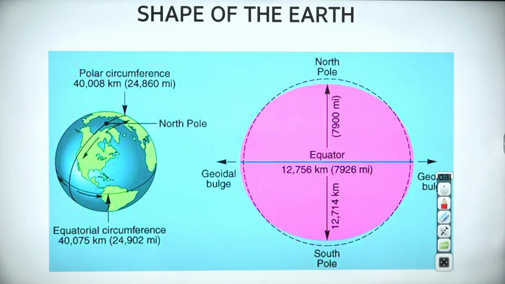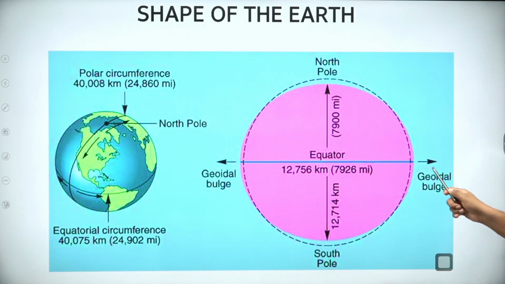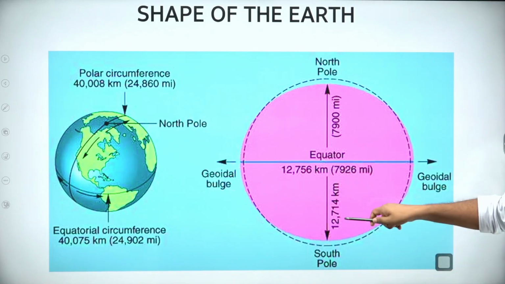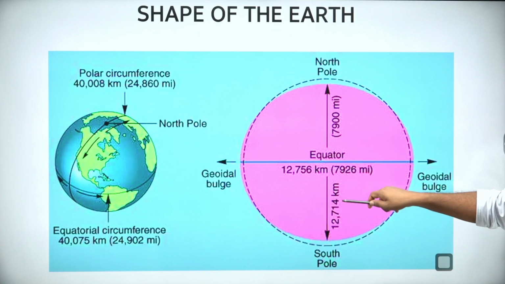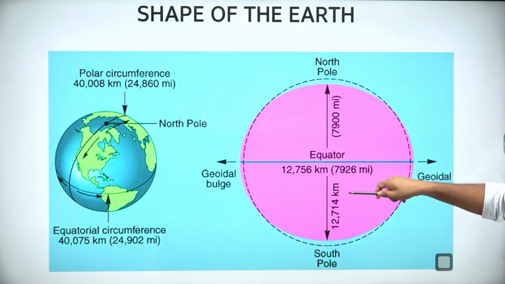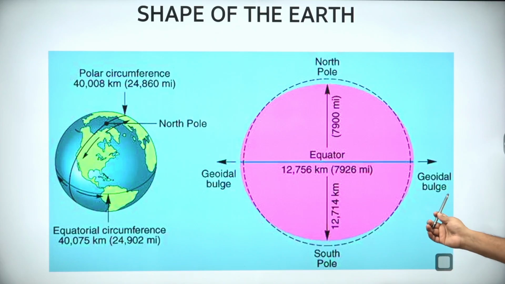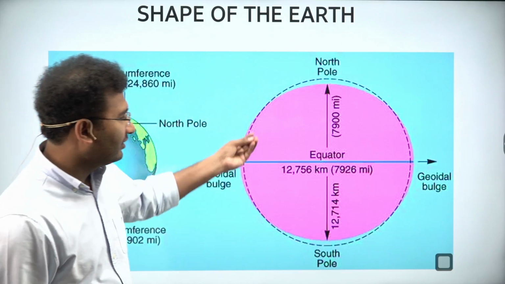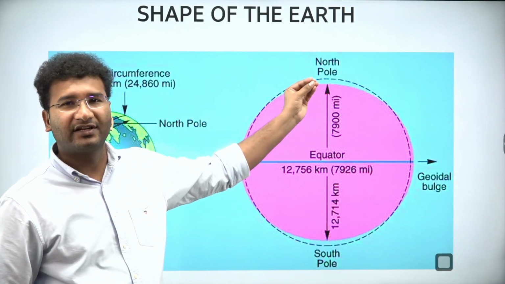Clear? That means from equator to equator, it is 12,756 kilometers. From north to south pole, it is 12,714 kilometers. Now that means there is a near about 40 odd kilometers variation, right? This is called the geoidal bulge. Now because of this geoidal bulge, the fundamental difference that you get to see is with respect to gravity.